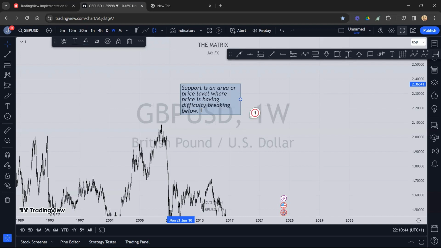All right. So a support is an area or price level in the market where price is having difficulty breaking below. I hope you've taken this down so we can move on. So a support is an area or price level in the market where price is having difficulty breaking below.